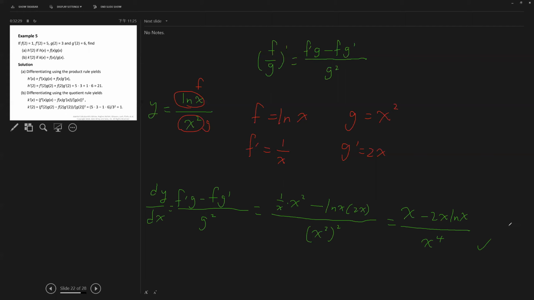And again, feel free to try this one out on your own. But for product rule and quotient rule, all you're doing is filling in the formula. Find out what f and g are, find out what f prime and g prime are. Once you have all these four pieces of information, just plug them into the formula, and that's it.